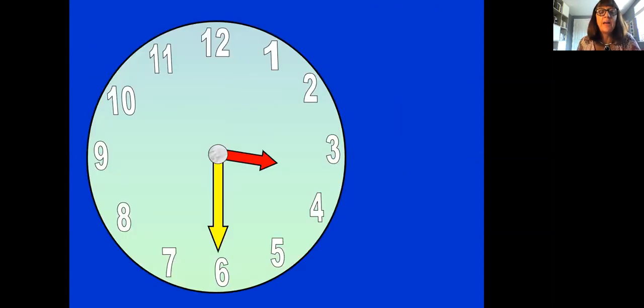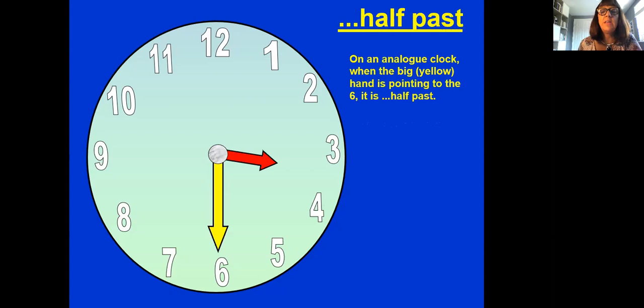Let's try half past now. Remember, the big hand has gone all the way around the circle from the 12. It's gone all the way around in a clockwise direction, halfway round the circle. So like half a pizza. So it's pointing down to number 6, halfway round. The other hand is pointing halfway between a 3 and a 4. It's gone past the 3. So it's 3:30. There it is.